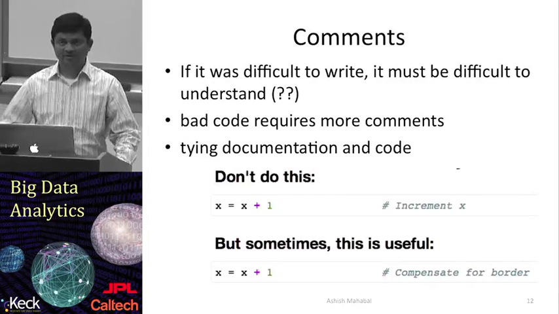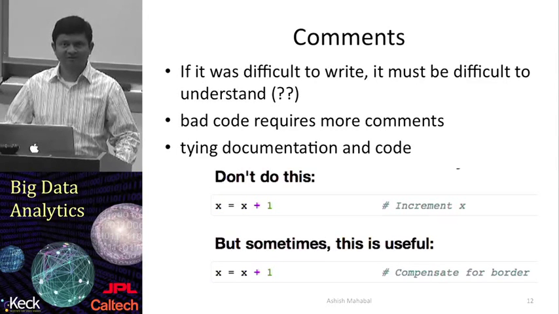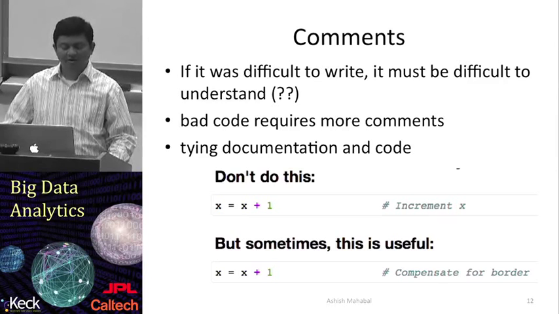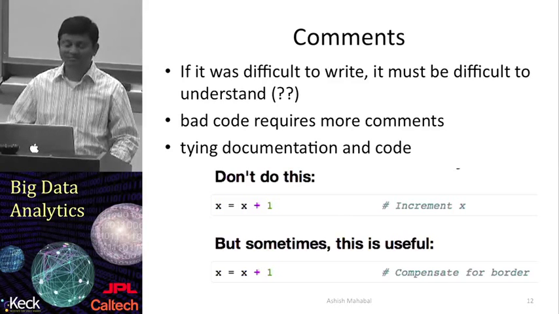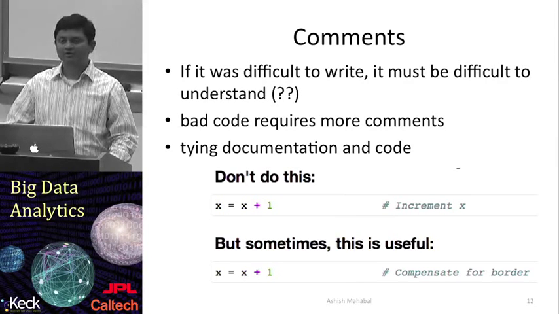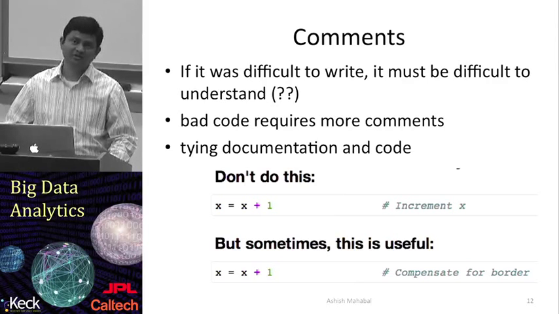Then coming to comments. I have already stated that, but again emphasizing, comments and documentation are crucial so that knowledge gets transferred properly, and all kinds of bits can be put in comments. Some people think that if something was difficult to write, maybe it was difficult to understand, but that's questionable. And you should also remember that bad code requires more comments. So if you find yourself writing too many comments, maybe you should take a look at the code and maybe you should try to improve the code itself.